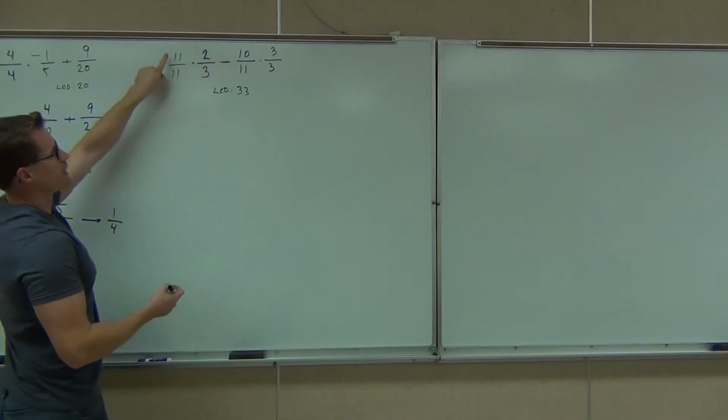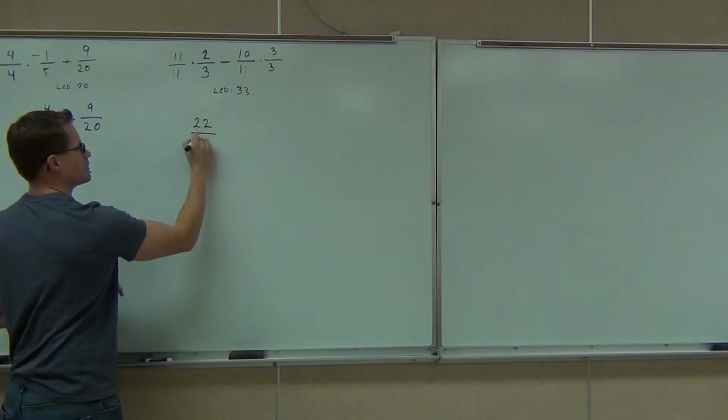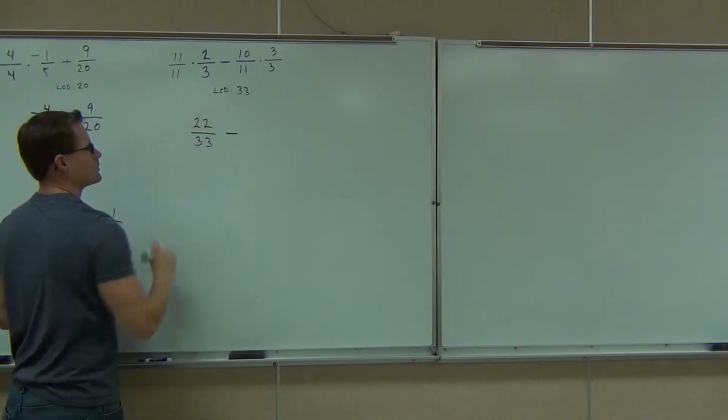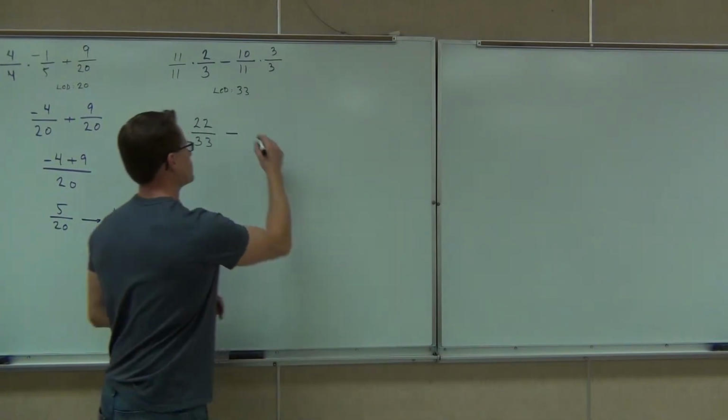Can you tell me what this fraction is going to become, please? 22 over 33. We still have a minus sign. How about the other fraction? 30 over 33.